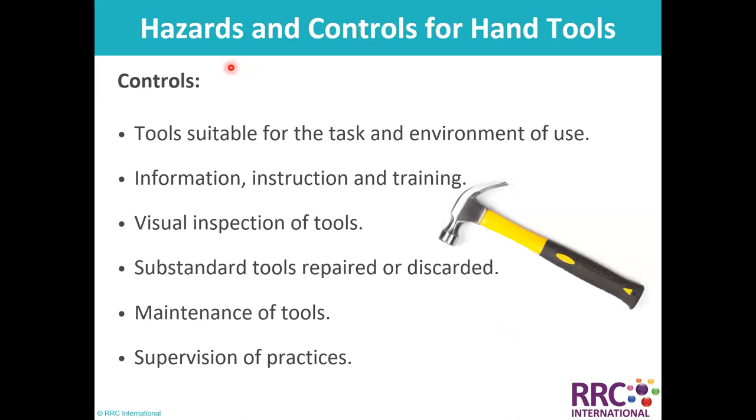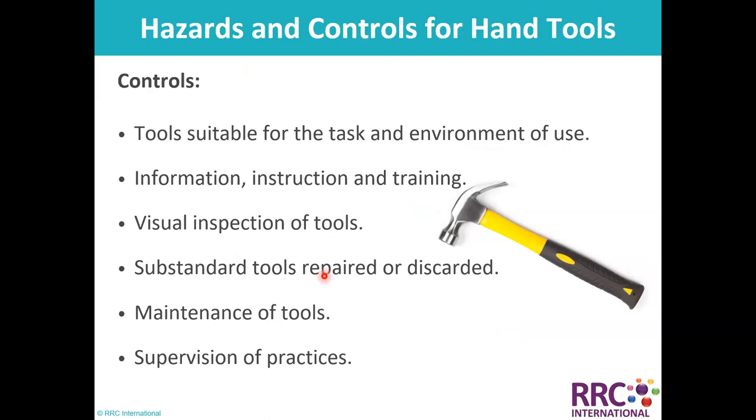And what are the controls? Tools should be suitable for the task and environment of use. For example, if the tools are insulated, then only will we be using them in the electrical rooms. Information, instructions, and training should be given to the operators or to the labor or the workers. Visual inspection of the tool is required.